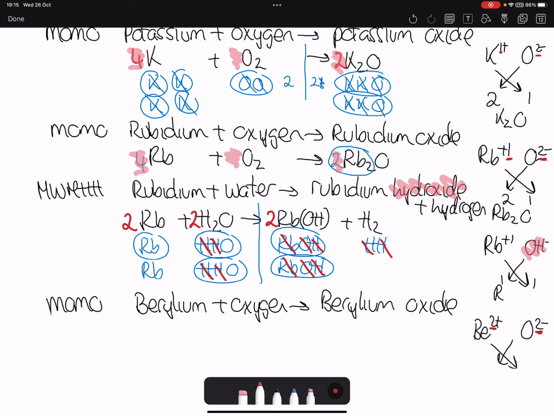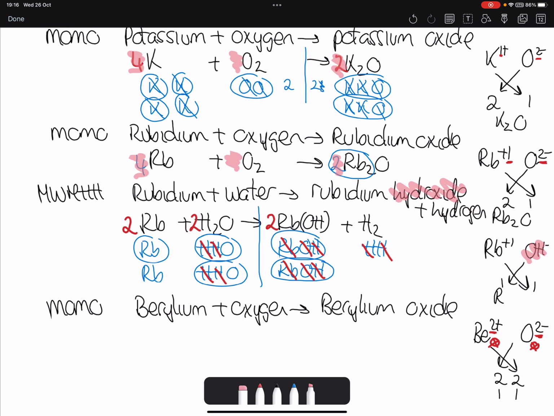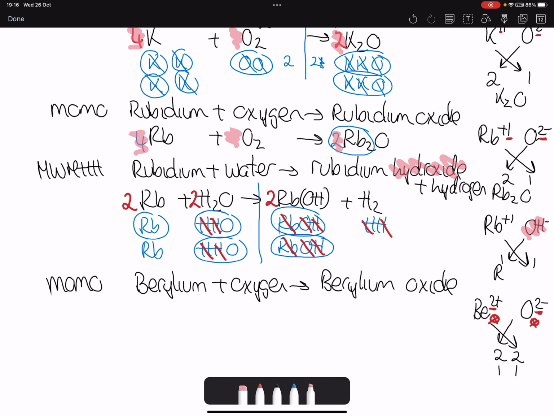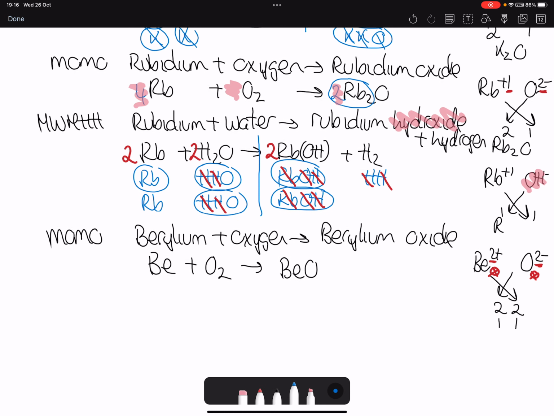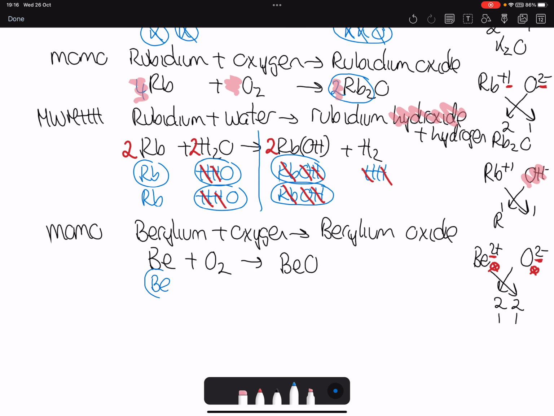Again, it is the number of the charge that we're interested in, not the sign. I'm not interested in any subscripts. If they were subscripts, they'd be down here. We're not interested in any of those. So when we do this, it's a 2:2. And the rule is, if it's a 2:2, it's actually a 1:1. So we write our equation: Be plus O2 goes to BeO. We again package up if we're not 100% confident on the packaging. So BeOO goes to BeO.